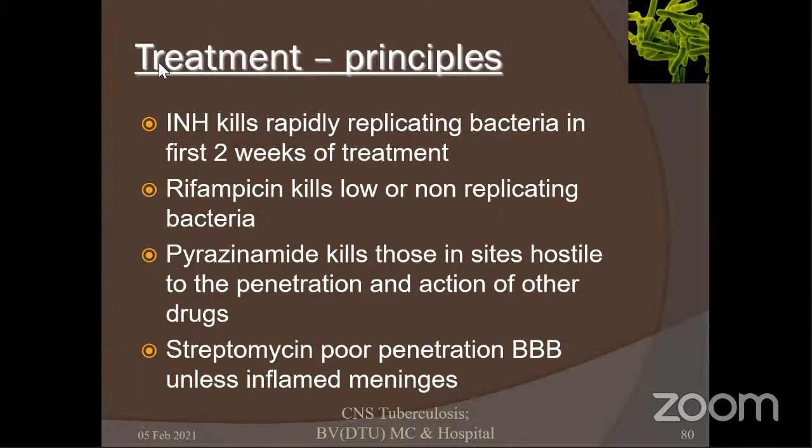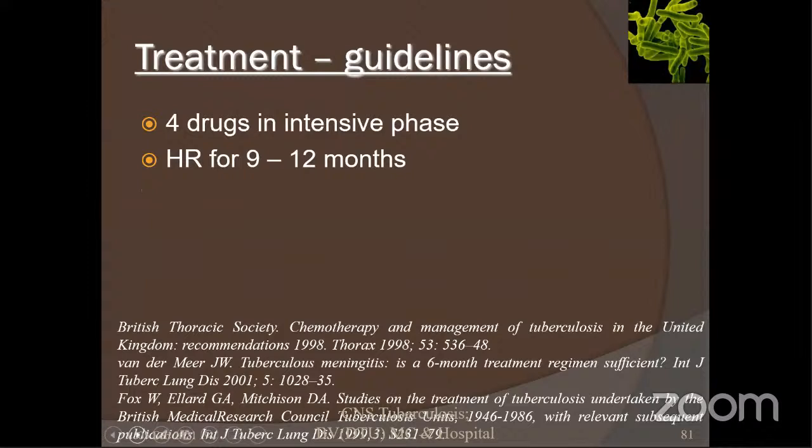Now, before the treatment, the principles are that INH kills rapidly replicating bacteria in the first 2 weeks of treatment. Rifampicin kills low or non-replicating bacteria. Pyrazinamide kills those inside the hostile environment, and streptomycin has poor penetration of the blood-brain barrier. So these are the principles of anti-tubercular treatment which I highlighted here: four drugs in the intensive phase, and HR for about 9 to 12 months.